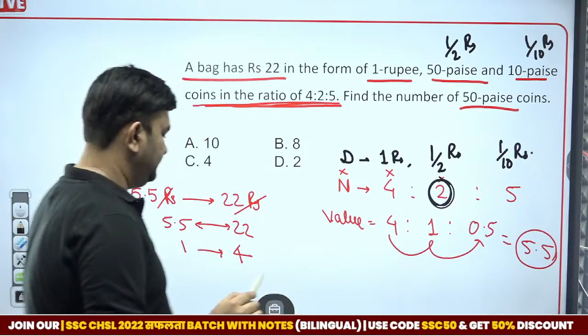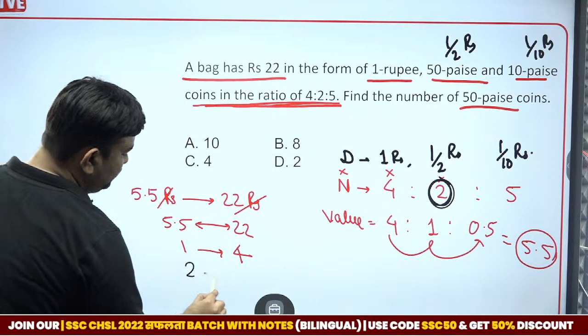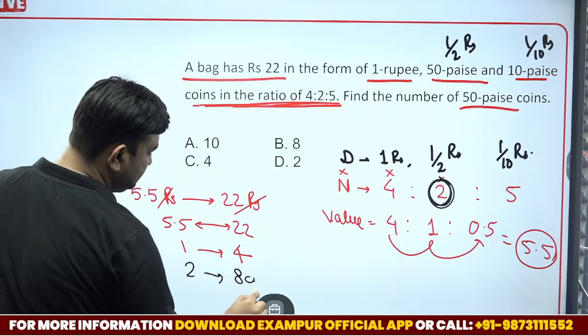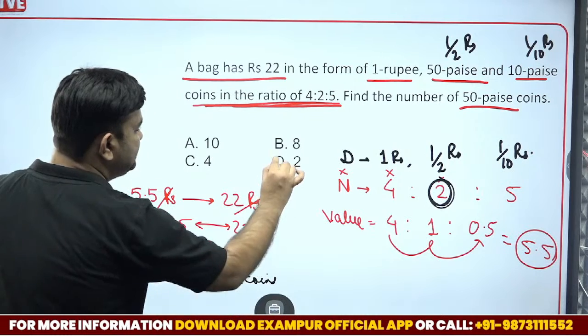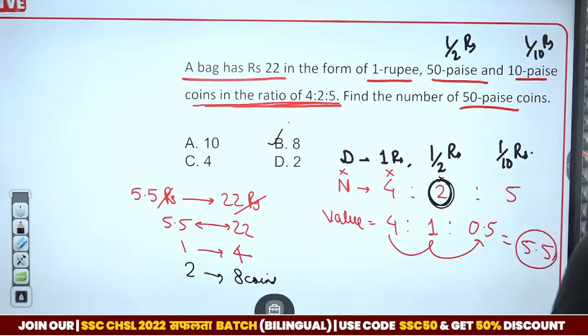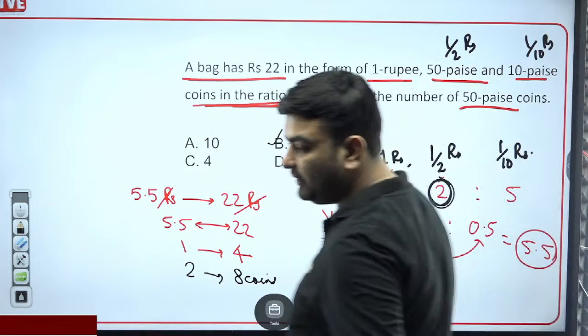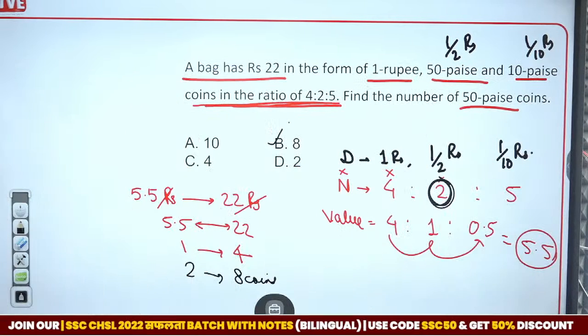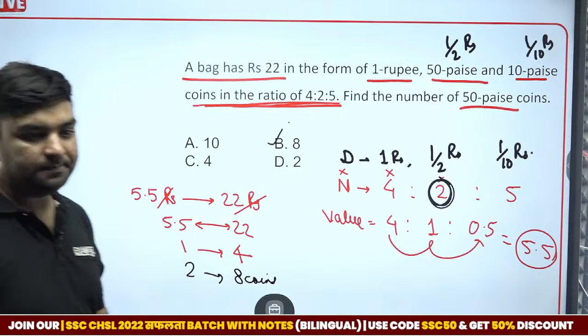Okay. If 1 is 4, then 2 is 4 twos are 8. 8 is the correct answer. Is it absolutely correct, guys? Kindly do tell.